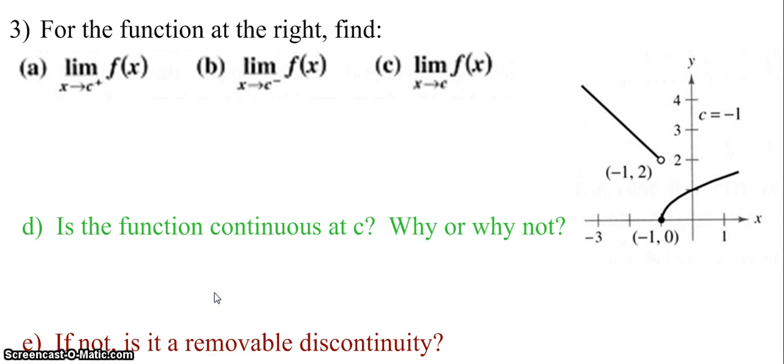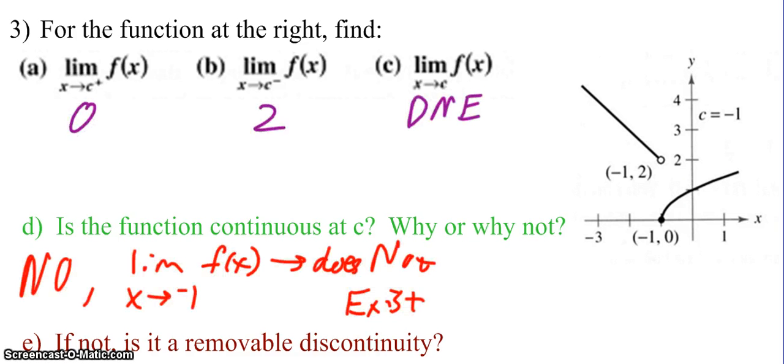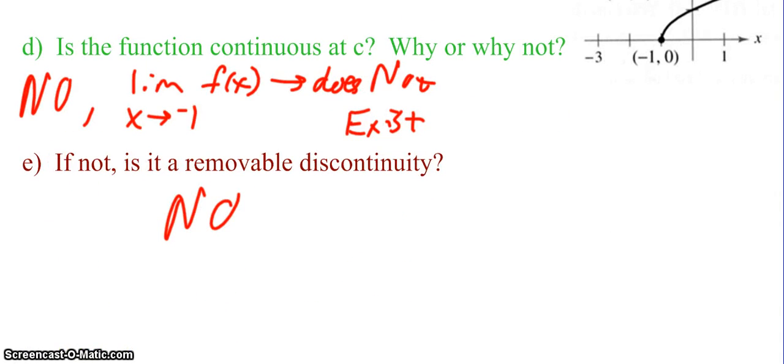Next one, same thing. Pause the video. Unpause when you're ready to check. Okay, so here the limit as x goes to -1 from the right is 0. The limit as x goes to -1 from the left is 2. Therefore, the limit as x goes to -1 does not exist from the left and the right. So the function is not continuous because the limit does not exist, and it is not a removable discontinuity.